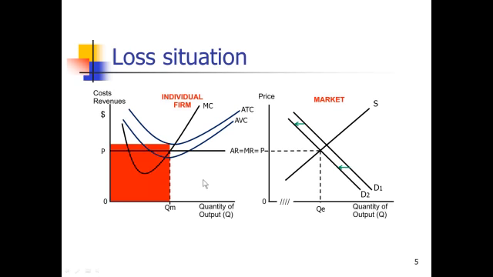So what's going to happen here? Well, their costs have actually risen to OQMMX. Their revenues are determined by OPYQM. In this particular situation, the firm is incurring short-run economic losses.